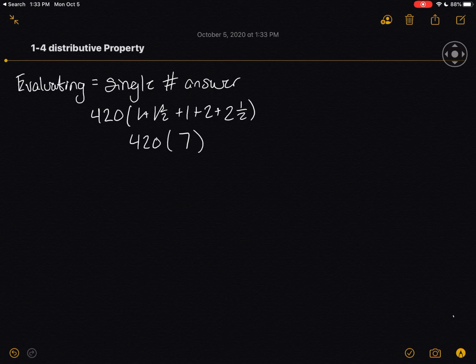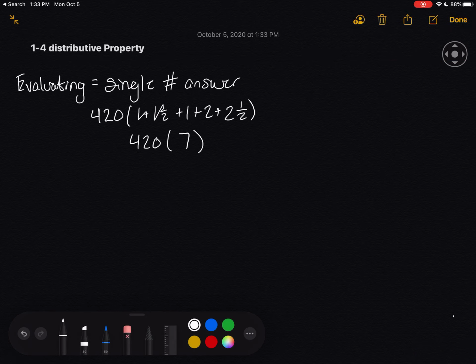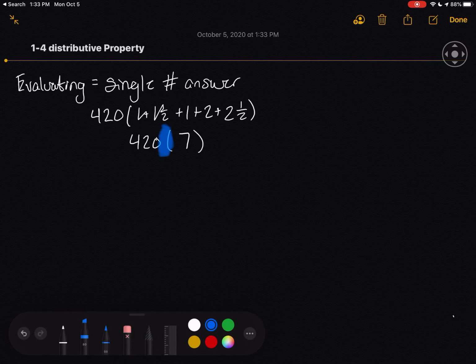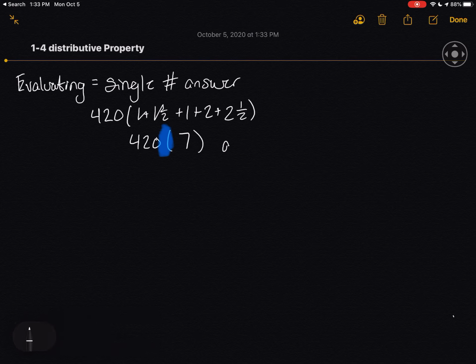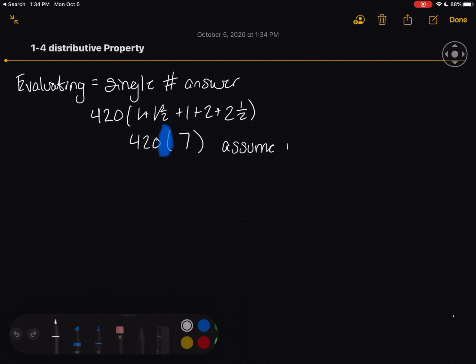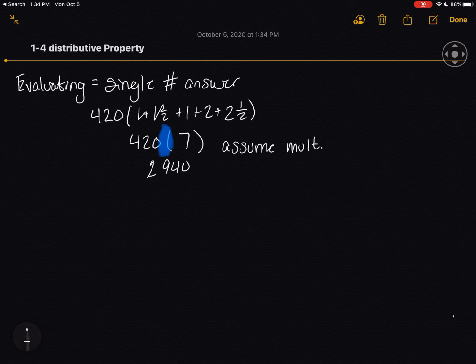Remember, whenever we have parentheses with nothing in between, let me pull out a highlighter so we're all looking at the same thing. In this area right here, there's no operation. We don't have a plus sign, a minus sign, or anything like that. So we're going to assume that we're multiplying. So we're going to do 420 times 7, which gives us 2,940. So that's way number 1.